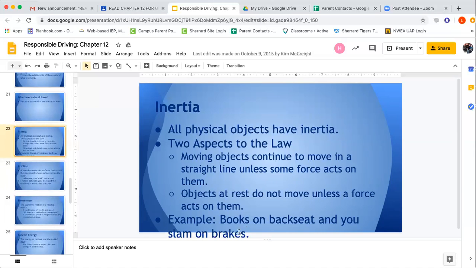Example, she's got an example, like books on the back seat and you slam on the brakes. Well, they're not in movement, right? And then you slam on the brakes and the books begin to move, right? So that is what they mean by inertia.